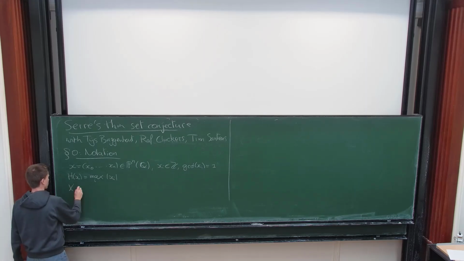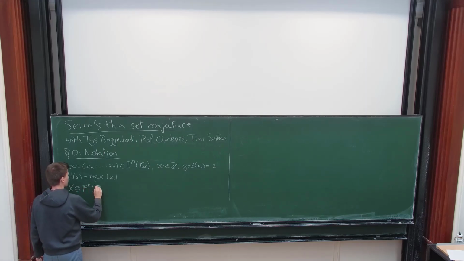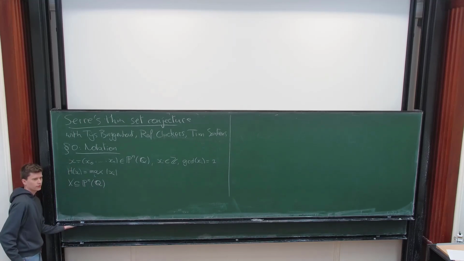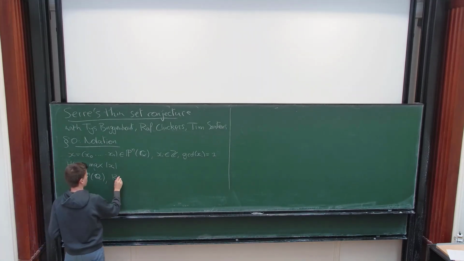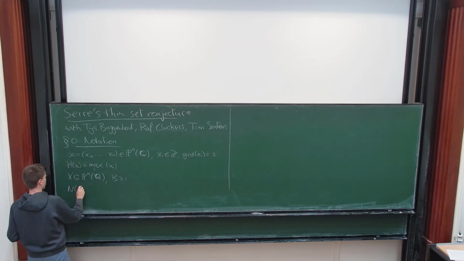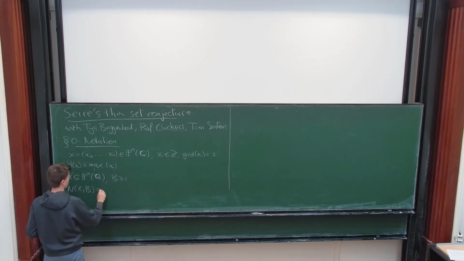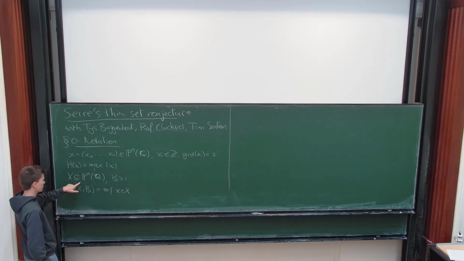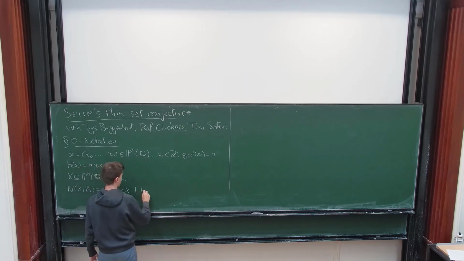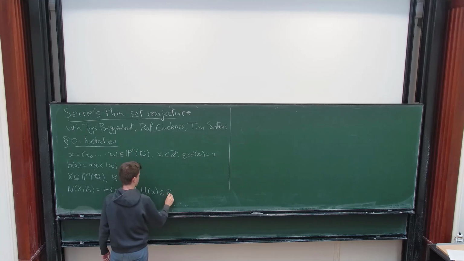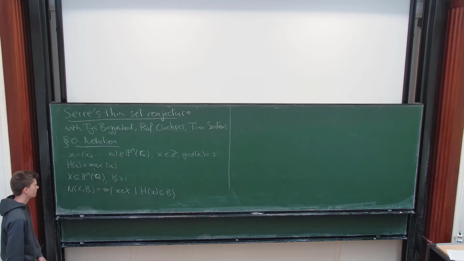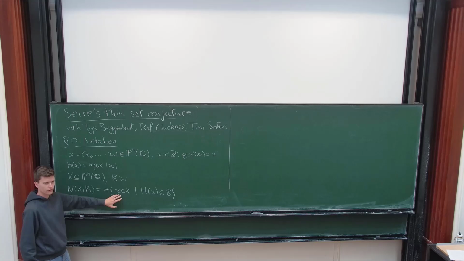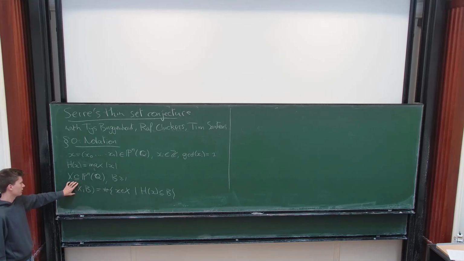Now if you have some subset X in P^n(Q) and some integer B, you can look at this counting function N_X(B), which is just going to count the number of points on X whose height is bounded by B. And this is always a finite set, so this makes sense. And we will be interested in studying the behavior of this kind of function.